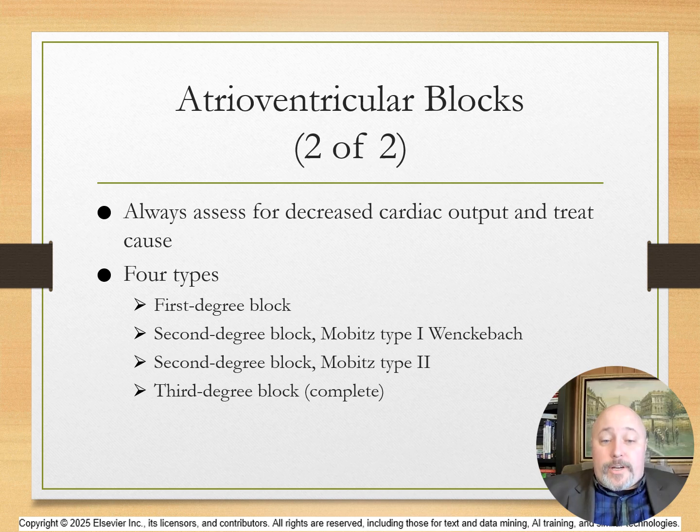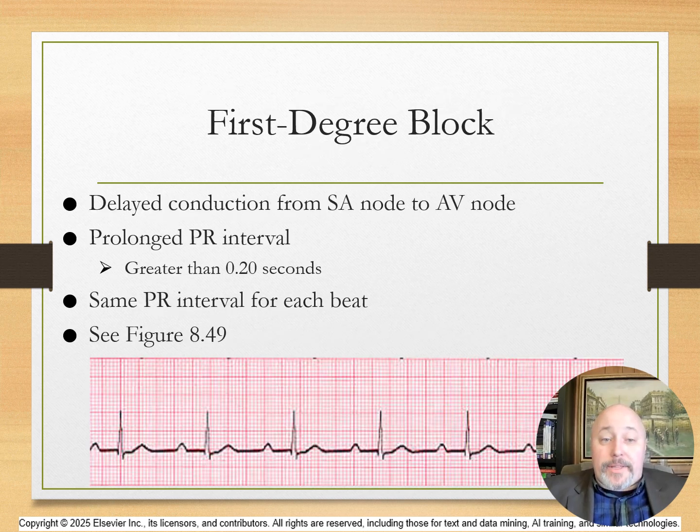We're going to discuss four types of block. There's going to be a first degree block, a second degree block type 1, also called a Wenckebach block, a second degree block type 2, or a Mobitz type 2, or a third degree block, or a complete block. In the case of a first degree AV block, this describes a consistent delayed conduction through the AV node, and it's represented in the ECG by a prolonged PR interval greater than 0.2 seconds, though it does have the same PR interval for each beat.